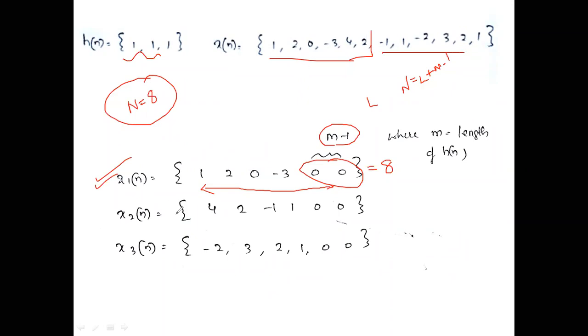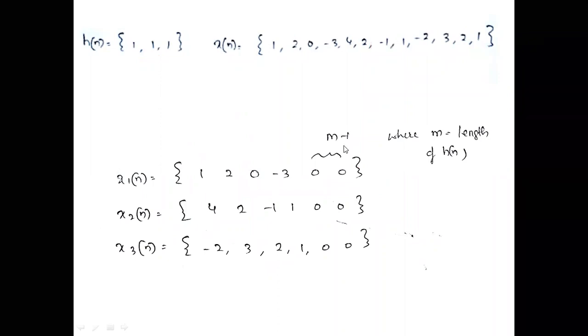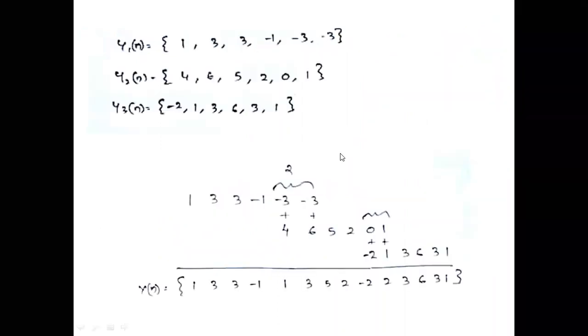So can you tell me what is x1 of n? So x1 of n will be 1, 2, 0, 1, 2, 0, minus 3, 4, 2, then 2 more zeros added. And the second sequence will be minus 1, 1, minus 2, 3, 2, 1, then 2 more zeros. That's it. Then you have to perform 8-point circular convolution. It will be same as that of linear convolution, and then you get the answer.